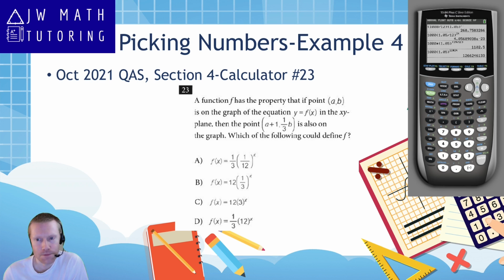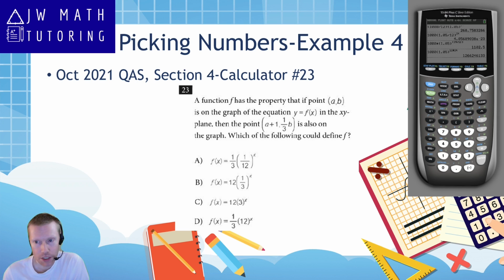So you're told that one of these functions basically will have some random point on it, whatever, (a, b), and additionally, it will have a point on it where you add 1 to the x value, but it ends up multiplying the b value, or the y coordinate value, by 1/3.